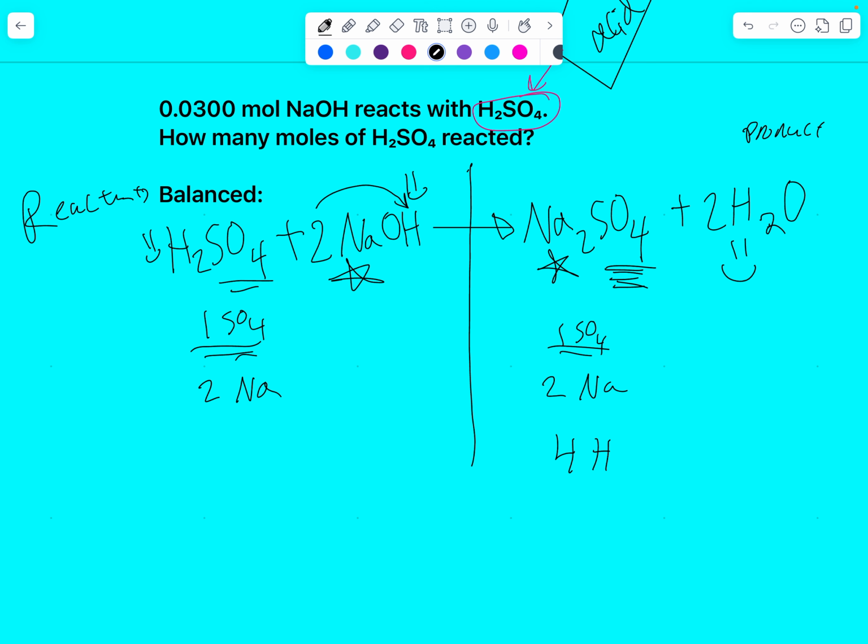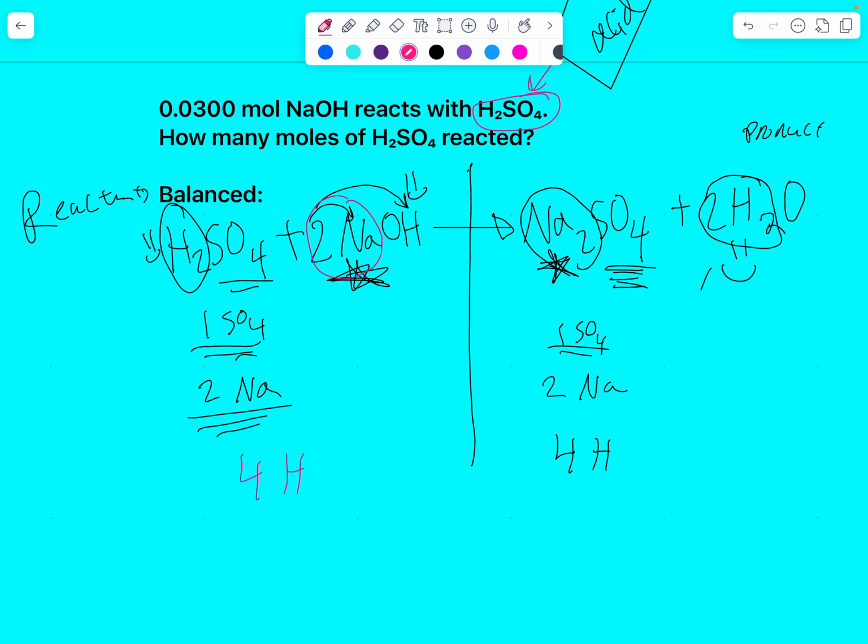Perfect. There are 2 sodiums on the left, and there are 2 sodiums right here. Then this 2 gets multiplied by that sodium, that's 2. There are 4 hydrogens because 2 times 2 is 4. There are 2 hydrogens here, and there are 2 more in the other one. So 2 plus 2 is 4. So there are 4 hydrogens. Everything is balanced.